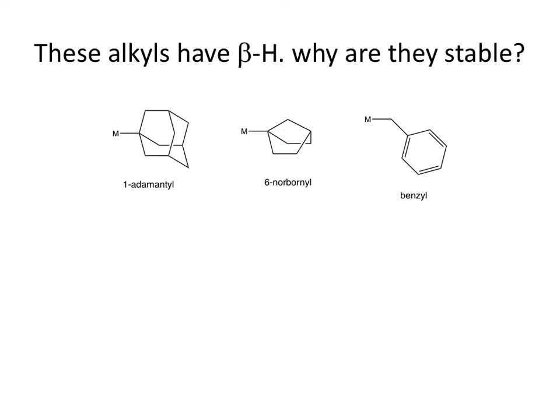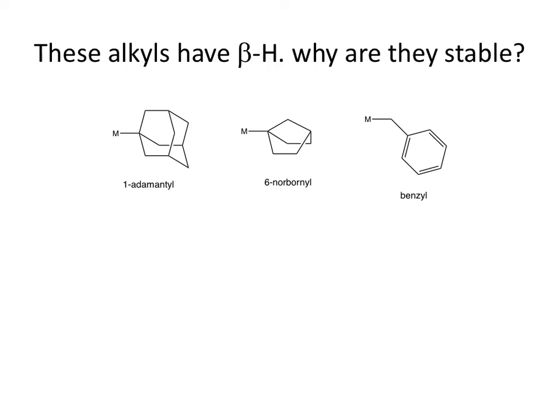These molecules have beta hydrogens, so there's 2, 4, 6 beta hydrogens in the 1-adamantyl group, 2, 4, 6 in the norbornyl, and this alkyl does not have a beta hydrogen. The slide is a lie. So why did these two molecules have stability? Why don't they undergo the beta hydrogen elimination?